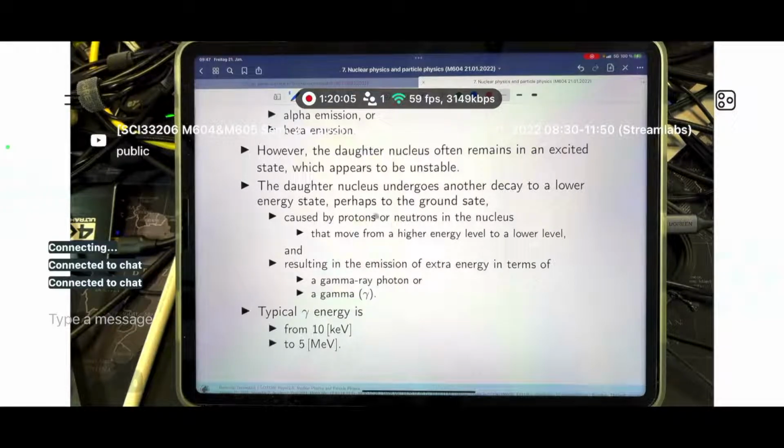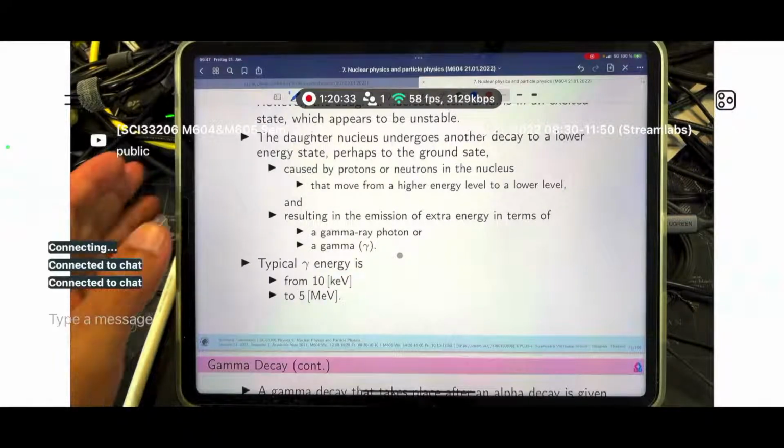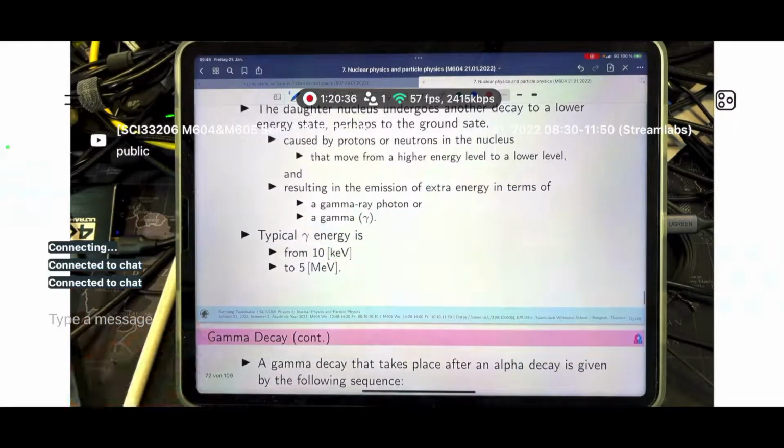The nucleus is still unstable, and the way to be stable is that they just release. Once they vibrate, they release a photon, and that photon is called a gamma ray. It's a high energy photon actually. So there is no particle emitted. It's only a photon, and a photon has no mass, right? But it is energy, because physics is the topic that concerns energy, right? The typical gamma energy is from 10 kilo electron volts to 5 mega electron volts.